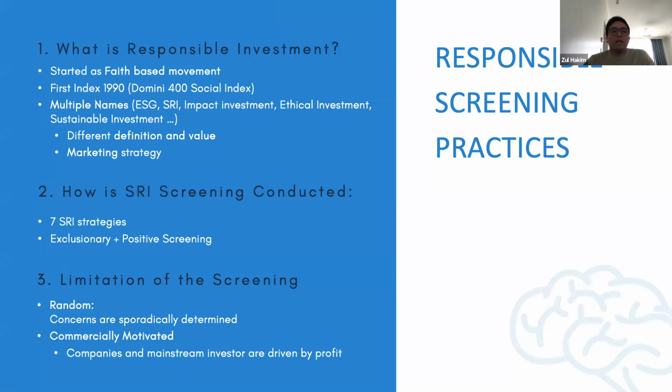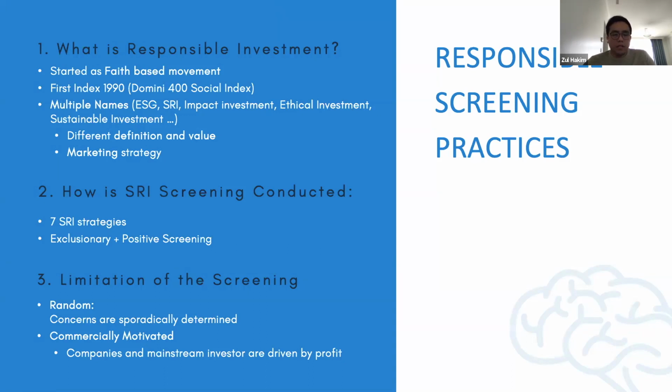So they might define what SRI is to them, maybe differently from other SRI index providers. And again, how is SRI screening being conducted? We have covered that it is mostly practiced using seven SRI strategies. First and foremost, they do the exclusionary screening, like the Islamic screening practices, which is mostly exclusionary. On top of that, they have another screening criterion, which is positive screening. Positive screening is to find the best businesses that are observing the ESG concerns: the environment concern, the social concern, and also the governance concerns.